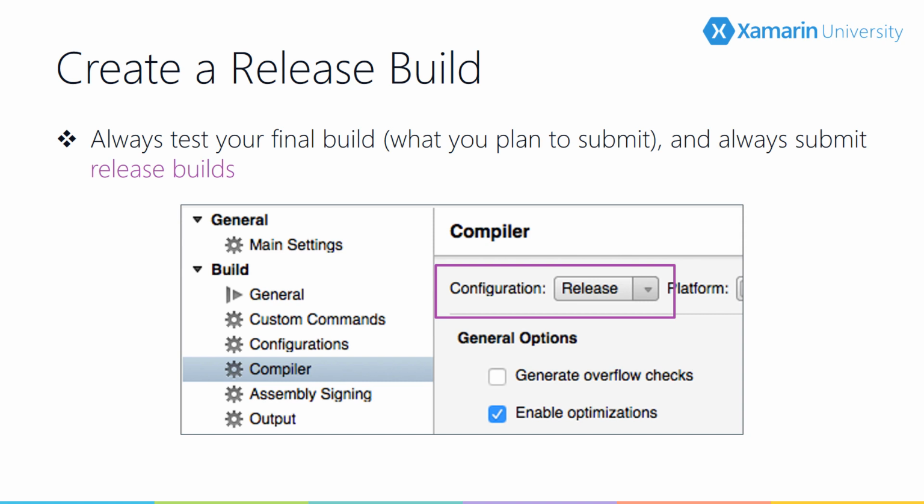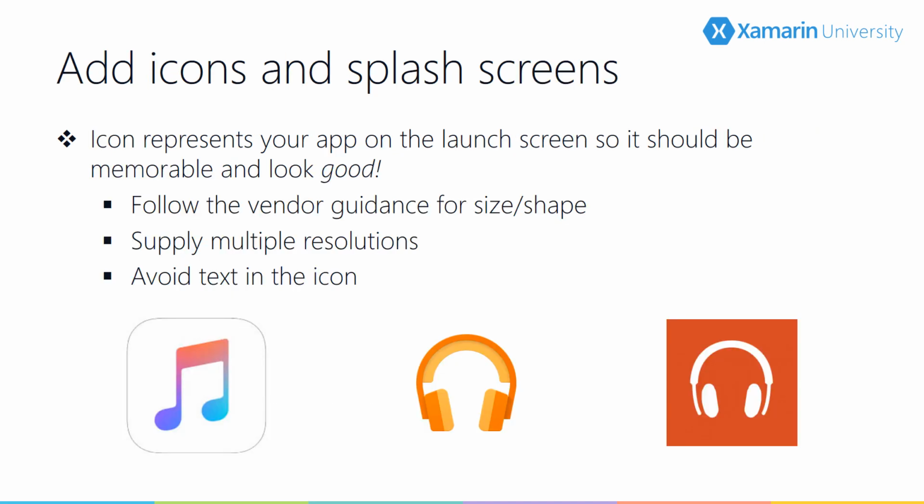In addition, verify you've got optimizations turned on. This should be on by default, but if for some reason they've been turned off, or if you're including debug information, then make sure to reset the optimization settings. And keep in mind that all app stores today will reject builds that contain any debug information.